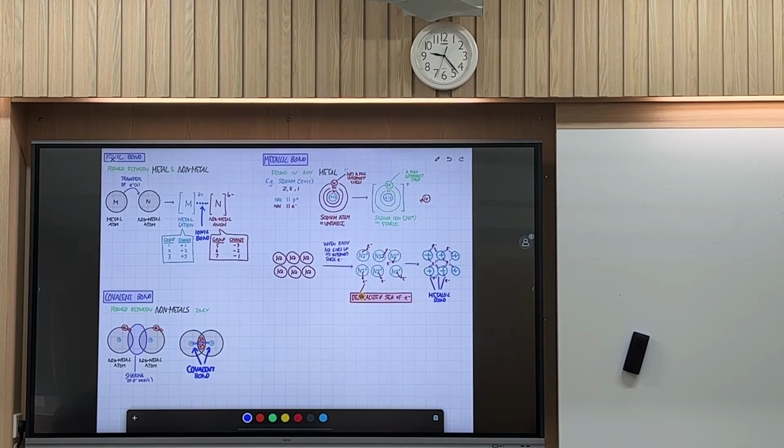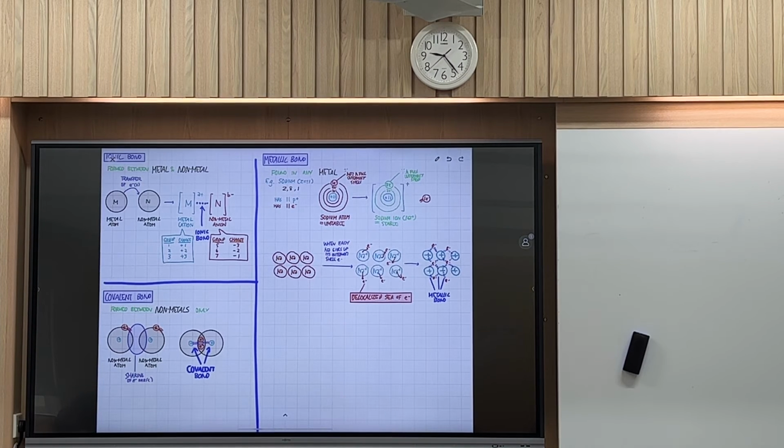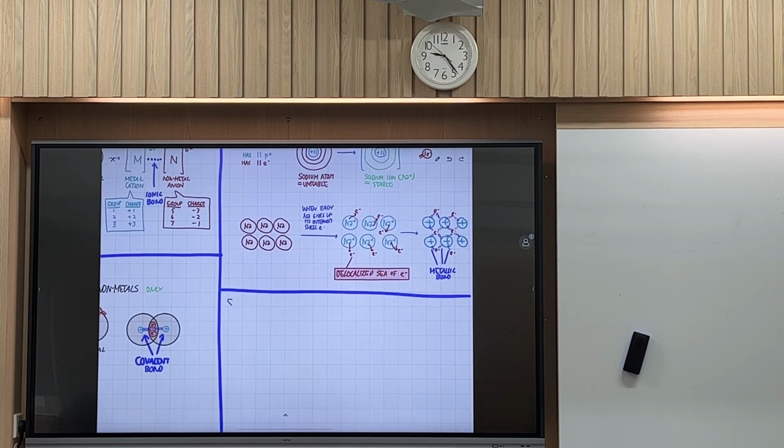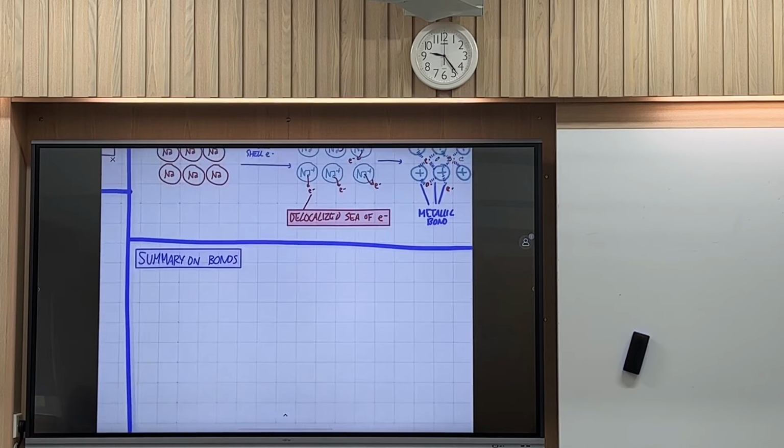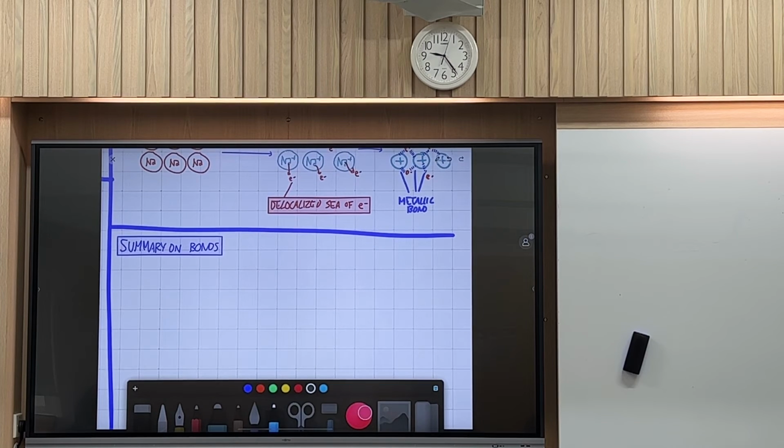You can finish copying this down first. Let me just separate these things. So you have ionic bond, metallic bond. Here put down the definition. So help me put down the definition: a summary on bonds. A bond is an electrostatic attraction.